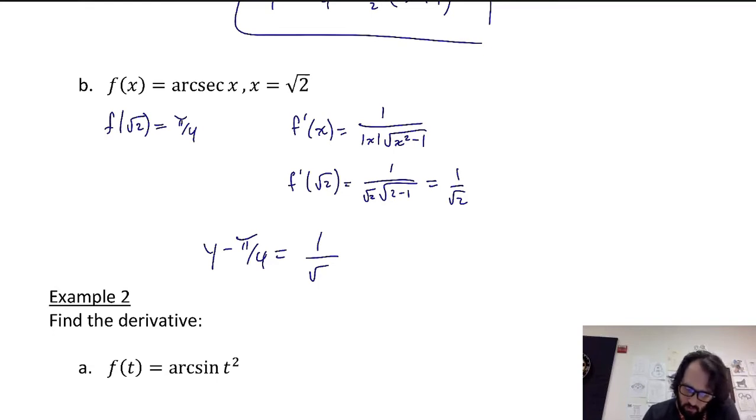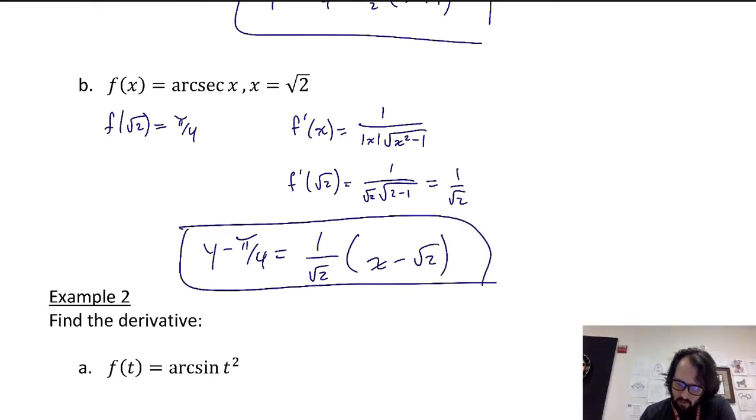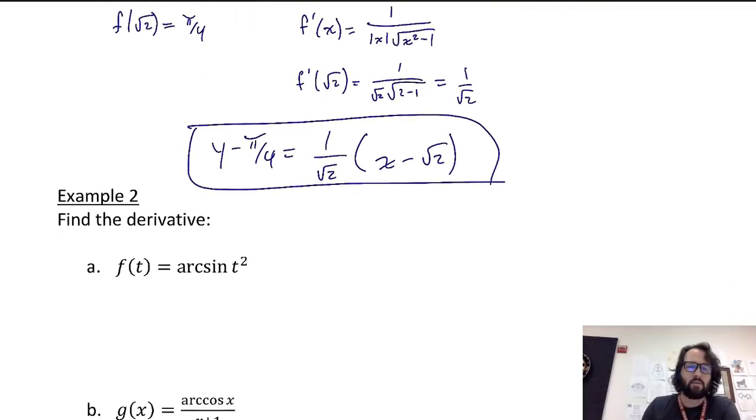2, x minus root 2. You can simplify all that if you want to, but again, no need to if it is a free response, and all I'm doing is asking you to write the equation of the line.